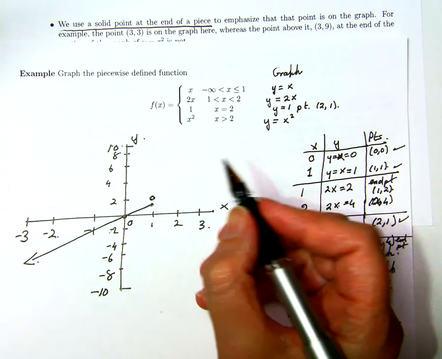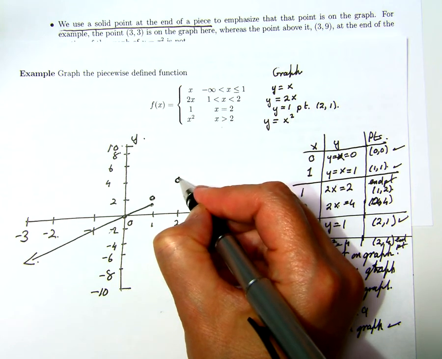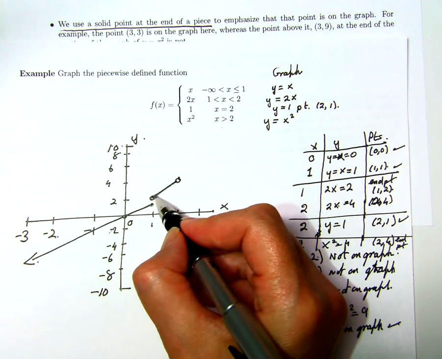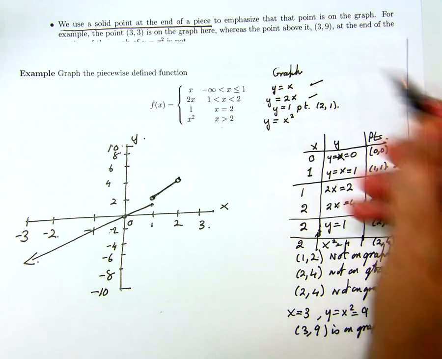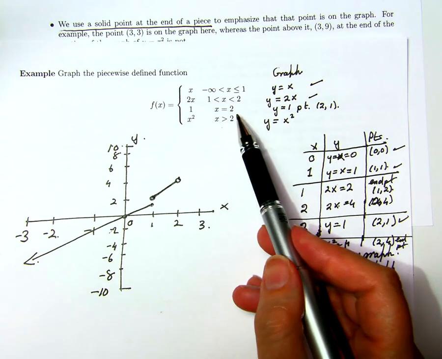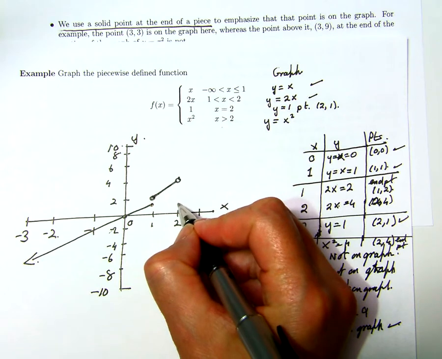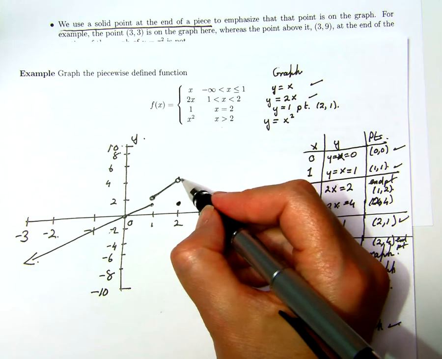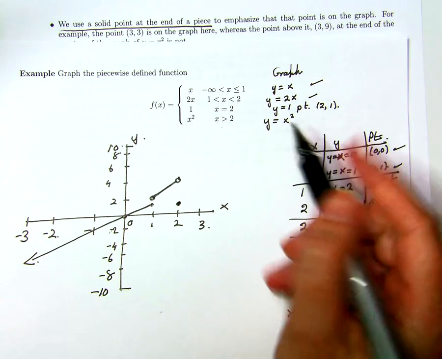So the points 1, 2, and 2, 4 are here. We'll use the empty circles to denote that they're not on the graph, but everything on the line joining those 2 points in between is on the graph. That's the next part of our graph drawn. Now when x equals 2, y equals 1. So the point 2, 1 is on the graph, and we'll denote that by a single dot. And then the graph turns into the graph of y equals x squared, which is the parabola we saw earlier, to the right of 2.